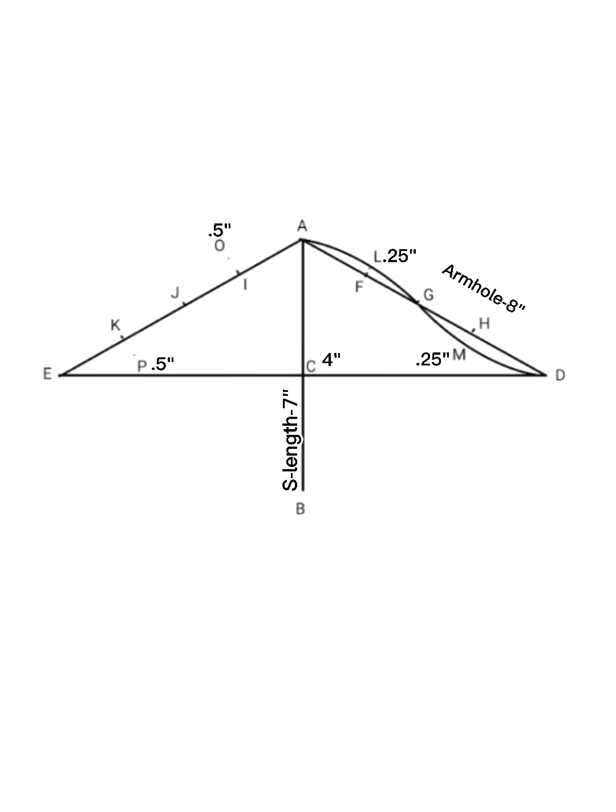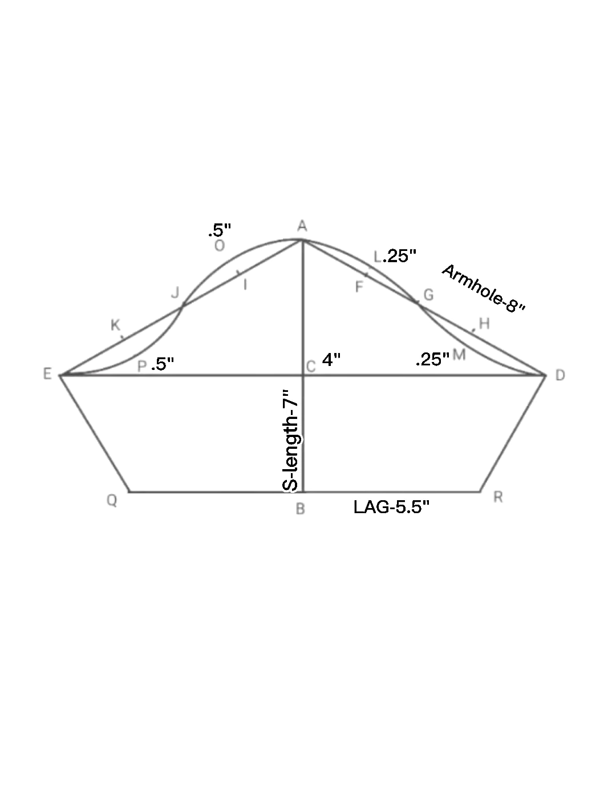Also connect point A passing through O to J and P to E. B to R is 1/2 measurement of your lower arm girth. 11 divided by 2 is equals to 5.5. B to Q is the same. Connect EQ and DR by using ordinary ruler. This is now your set-in sleeve pattern.